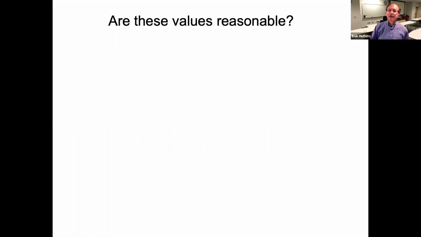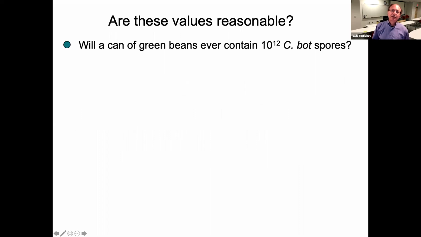Here's the big question. Are these values reasonable? In other words, 12D for a can of green beans, will a can of green beans ever contain 10 to the 12th spores? What is 10 to the 12th? 10 to the 6th is a million, 10 to the 9th is a billion, 10 to the 12th is a trillion. Is it possible that your green beans could become 10 to the 12th spores?